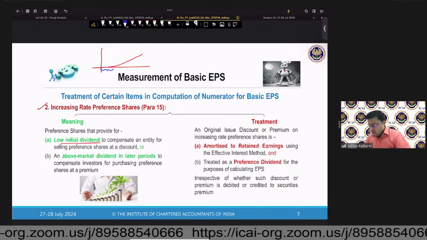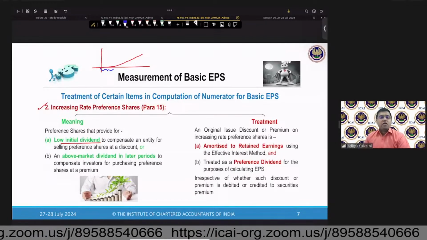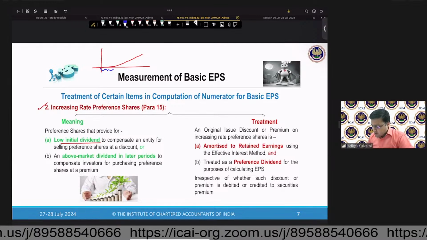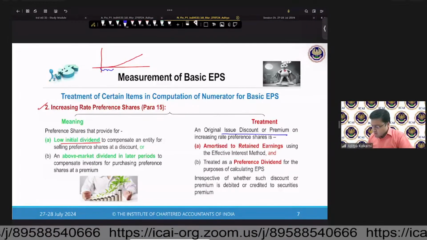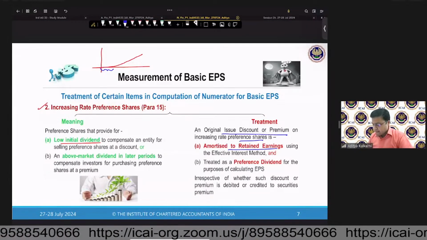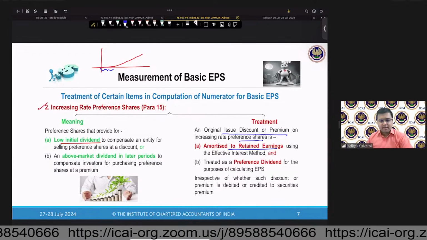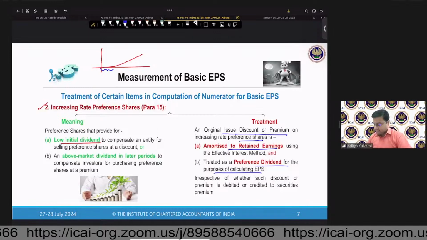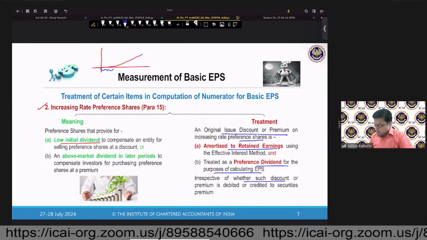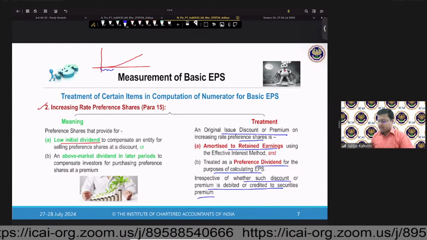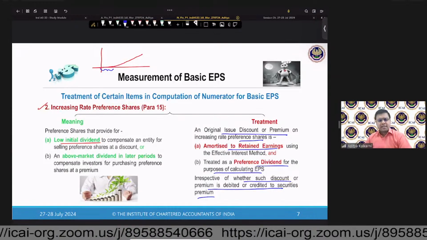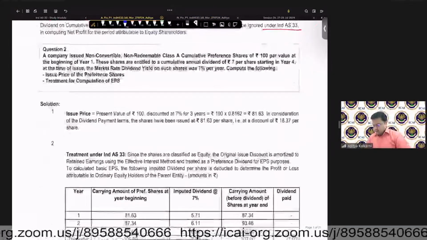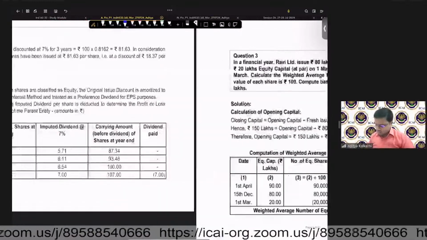So now, how do I do this treatment for the purposes of EPS? We will record an original issue discount or premium amortized to retained earnings using effective interest method and treat as a preference dividend for the purpose of calculating EPS, irrespective of whether such discount or premium is debited or credited to the securities premium. Okay, so let us look and understand with the help of a question. Yes, you can understand better.